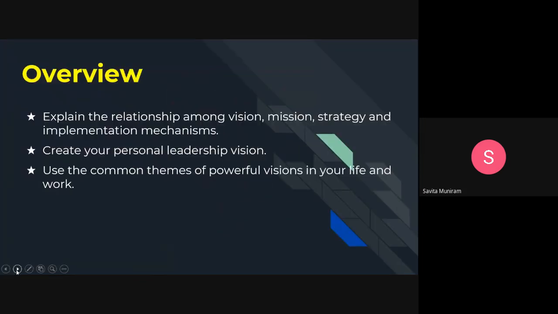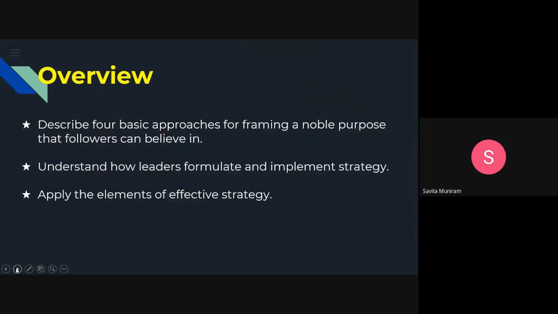Next slide. All right, so basically today we're going to do an overview explaining the relationship among vision, mission, strategy, and implementation mechanism. Create your personal leadership vision using the common themes of powerful vision in your life and work. Next slide. Describe 4 basic approaches for framing a noble purpose that followers can believe in. We will also be covering how leaders formulate and implement strategies and apply the elements of effective strategy.